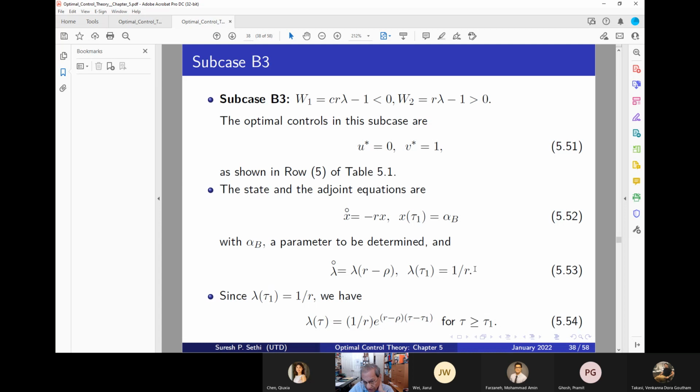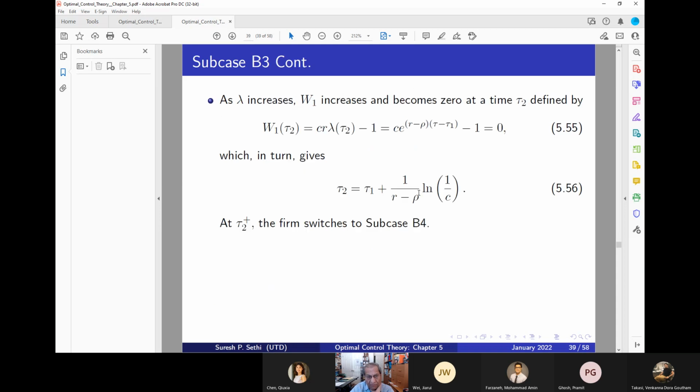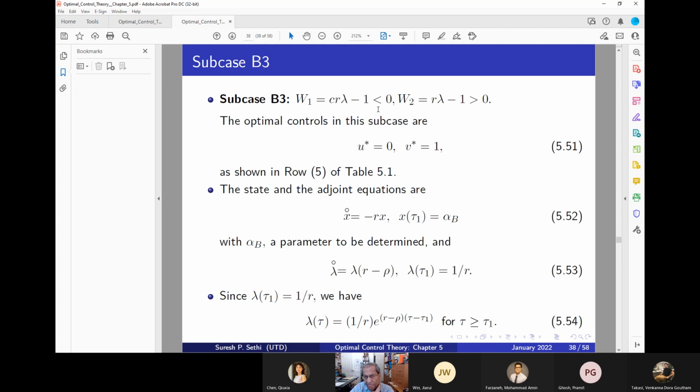Lambda circle is that one, and lambda tau 1 is 1 divided by R. So we begin with 1 by R, and we can solve the problem for tau bigger than tau 1. So we have the value of lambda tau for tau bigger than tau 1. And because we have the value lambda tau, we can compute the value W2 tau. So as lambda increases, W1 increases, becomes 0 at time tau 2, defined by W1 tau 2. Notice W1, this is bigger than 0, this is less than 0, and we want to find out what's happening to these quantities.